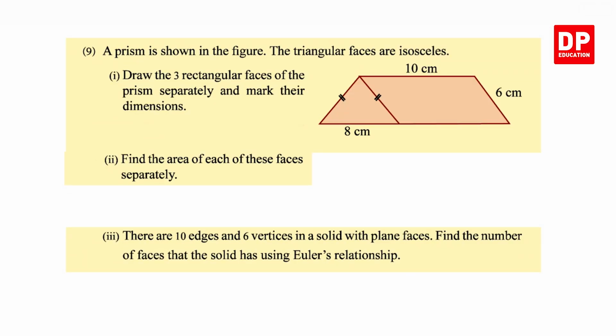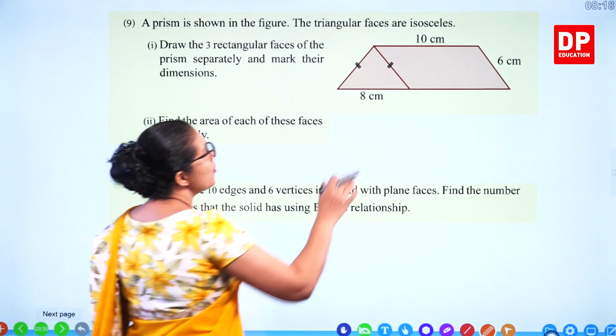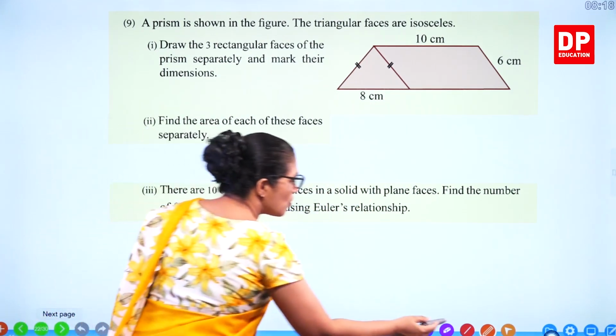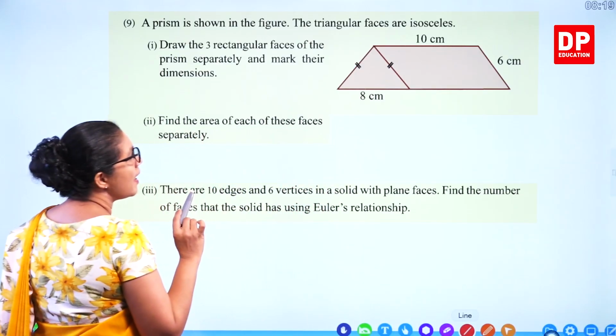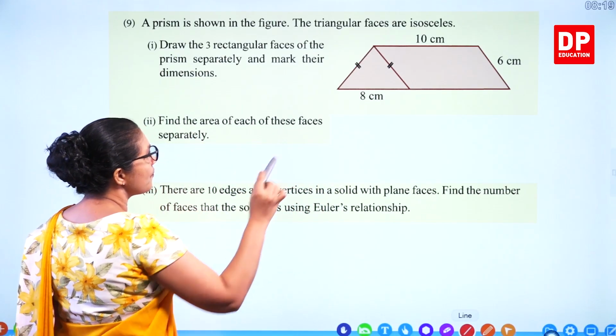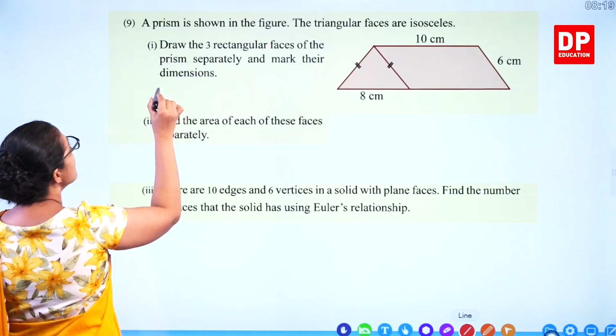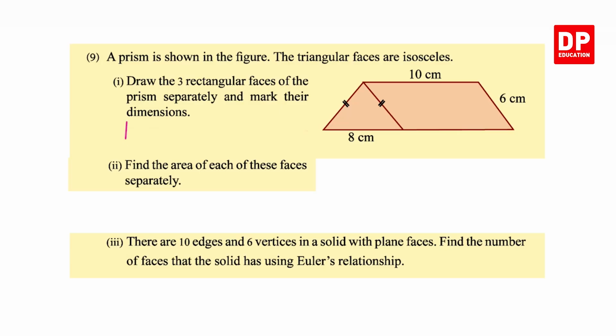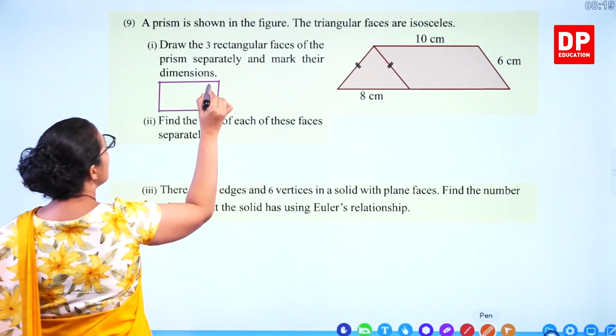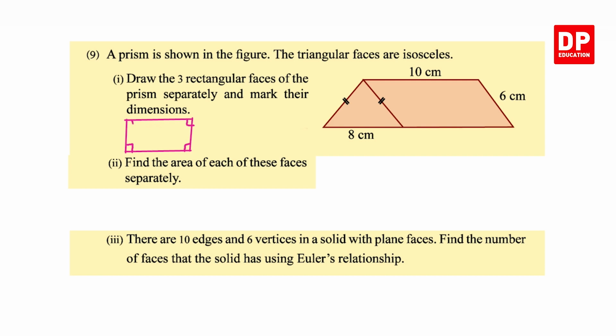A prism is shown in the figure, and the triangular faces are isosceles triangles. Draw the 3 rectangular faces of the prism separately and mark their dimensions. So you get 3 rectangles. I'll draw roughly, not to scale. So what are the lengths? 10 and here this is 6. 10 and 6 rectangle. So one rectangle is 10 and 6.